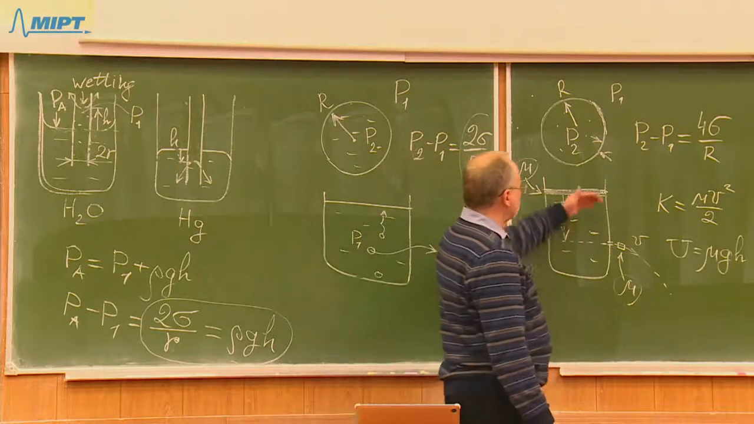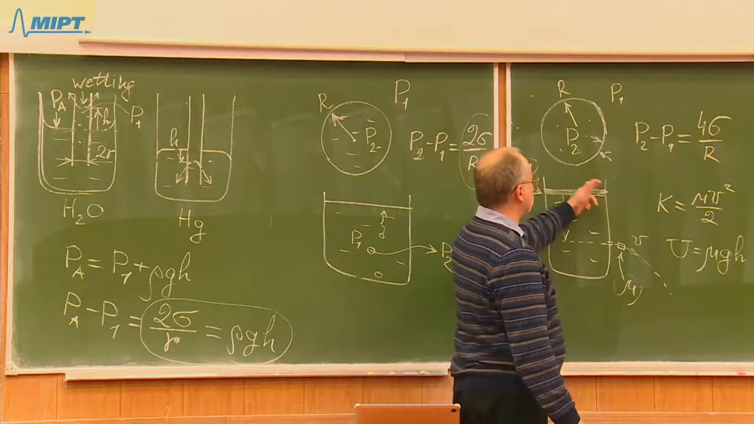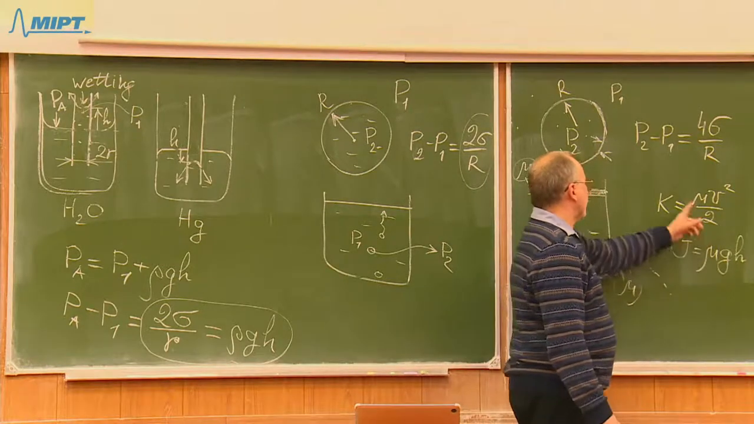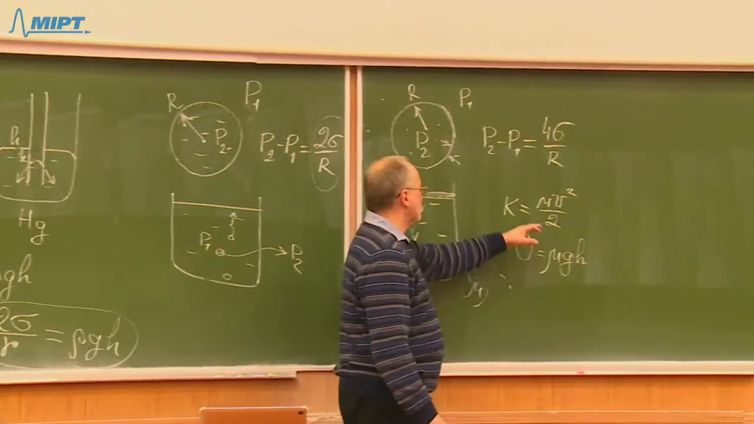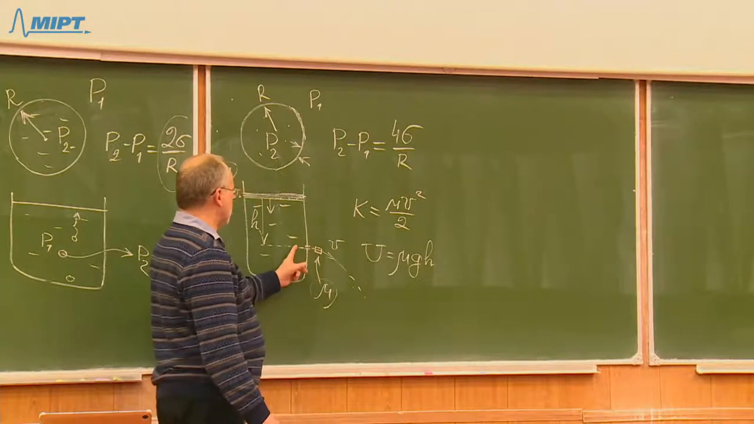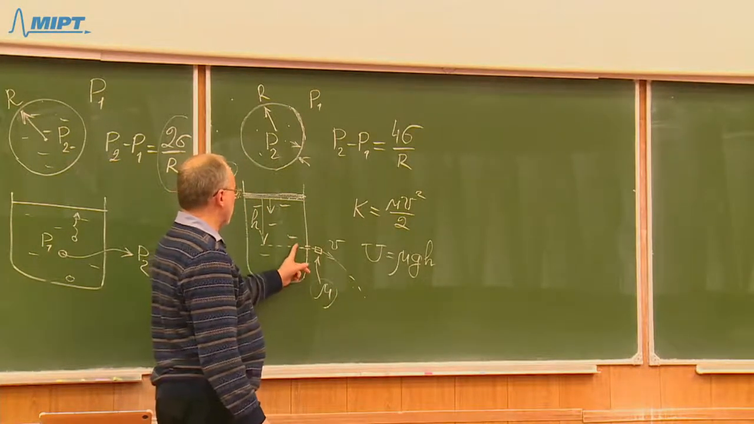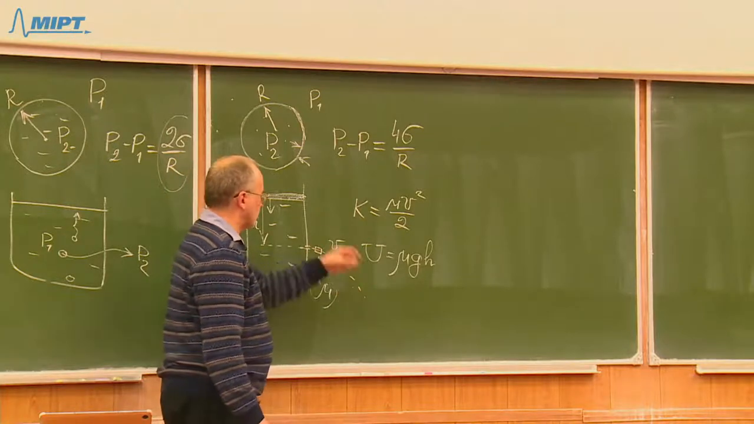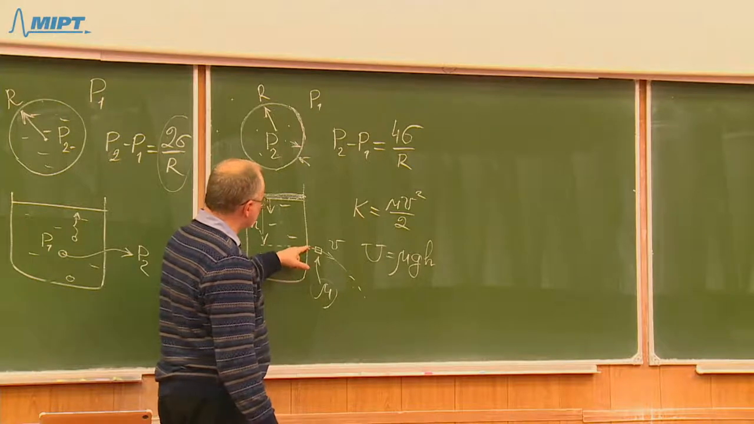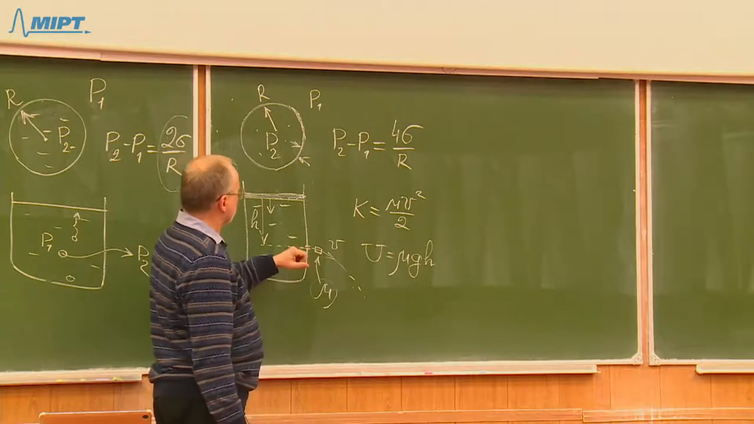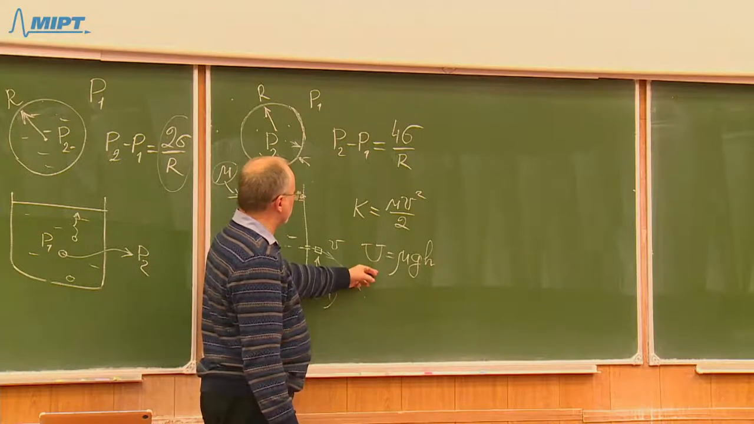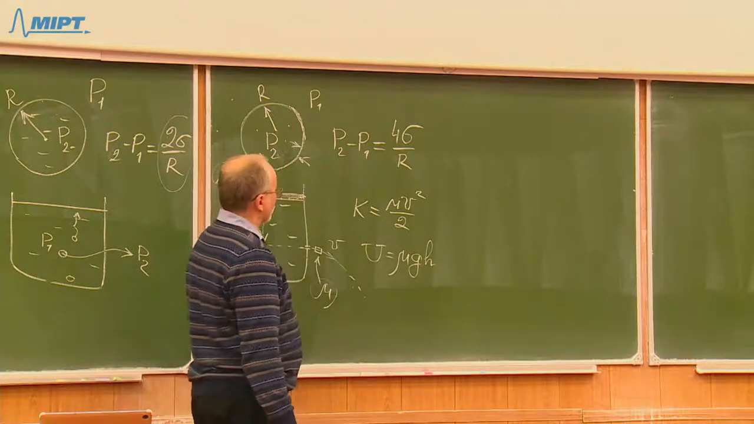And we understand that the potential energy of the liquid inside the vessel became smaller by this amount, and the kinetic energy of the liquid going out became larger, because this liquid had no velocity at this point, and then it has some velocity when it goes out. It obtains velocity when it flows out of the hole. So this kinetic energy must be equal to the loss of potential energy of the liquid in the vessel.